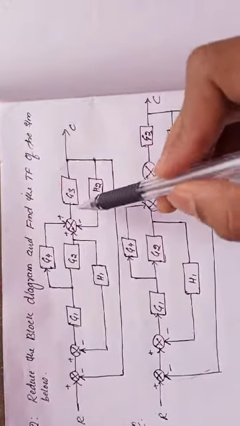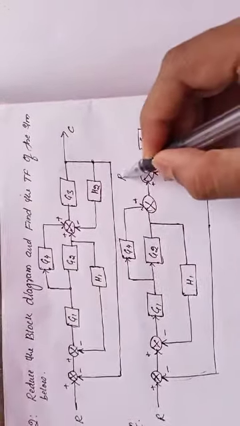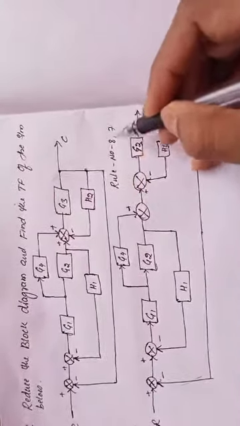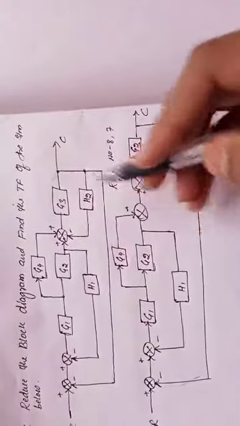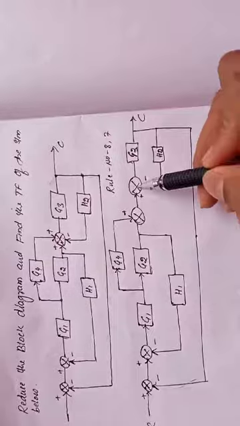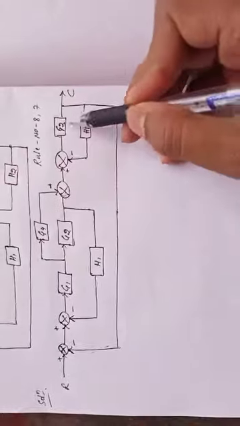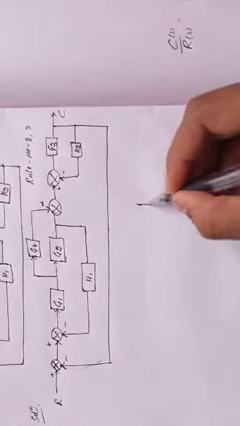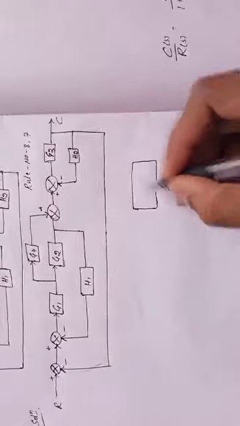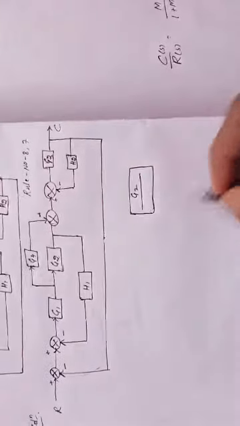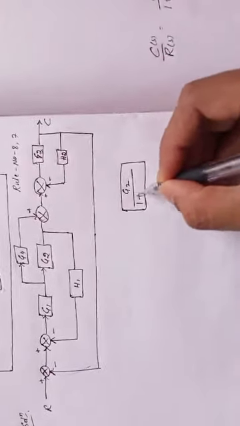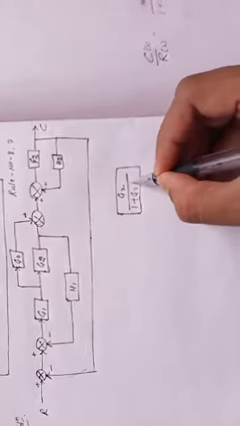Now in this case we have to apply first rule number 8 or 7, where I am splitting the summing point into two. Now what happens when I split the summing point? This feedback signal I can reduce into a single block, that is its gain is G2, and here it is negative, that's why 1 plus G2 into H2.